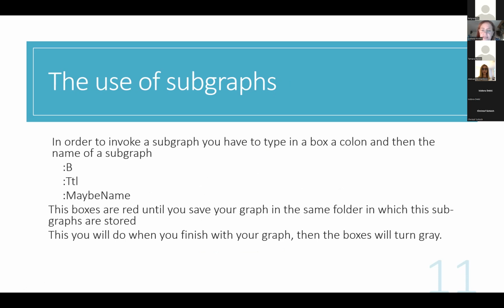Until you save your graph in the same folder, the same folder in which the graphs are stored, they will be red. When you finish your graph and save, they will turn gray.